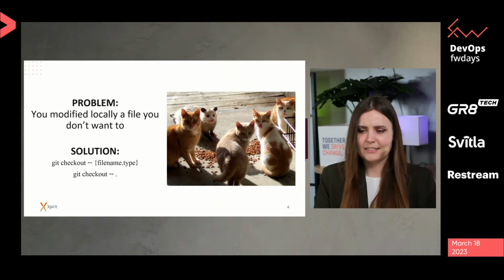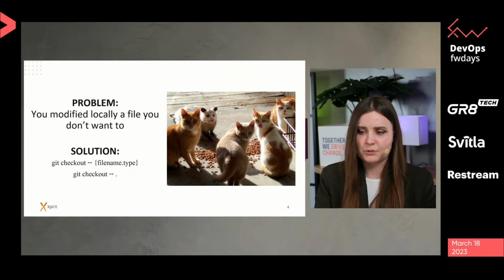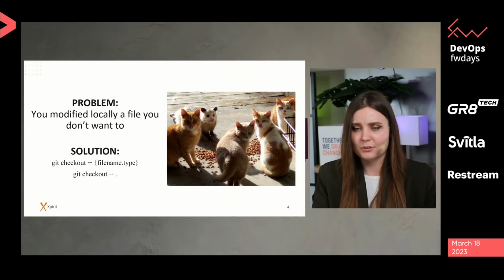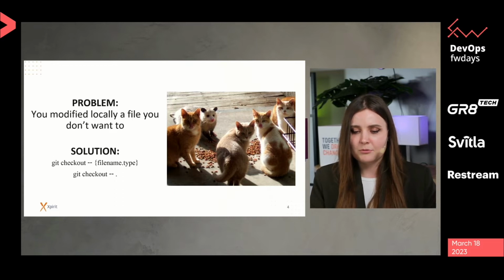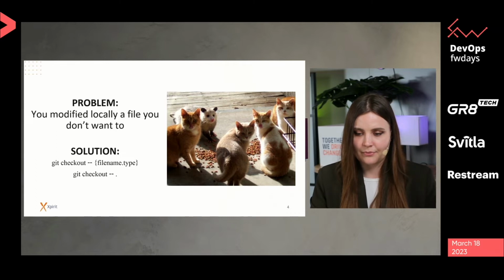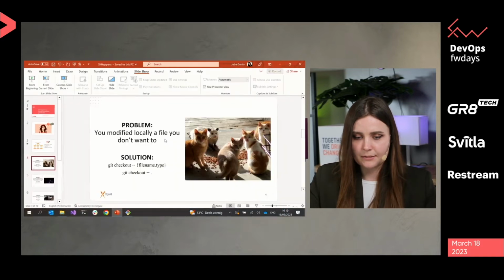But wait, isn't checkout used for switching branches? Why are we not using something like discard or reset, or some other command that sounds more like I'm trying to undo something? Actually, the command should look like git checkout, then branch name. But by omitting the branch name, Git assumes that I mean the current branch. So this replaces your changed file with the version that is on your current branch or head. Let me show you.